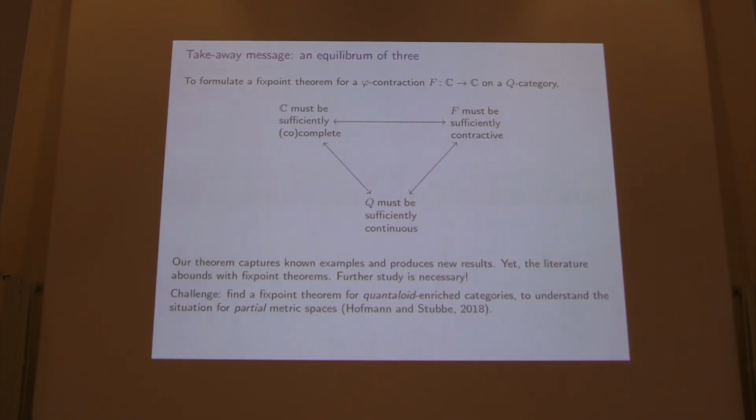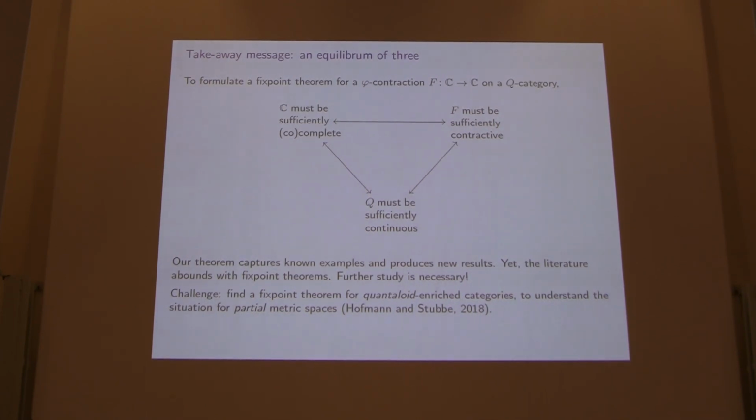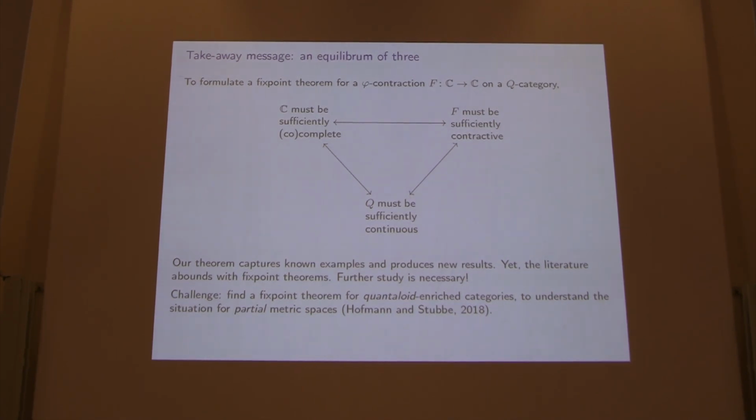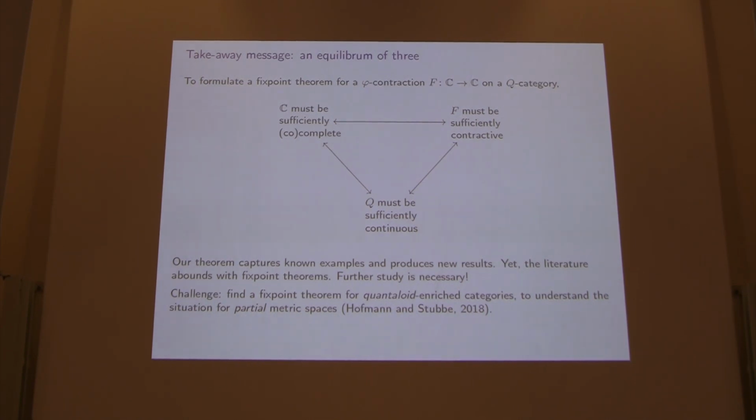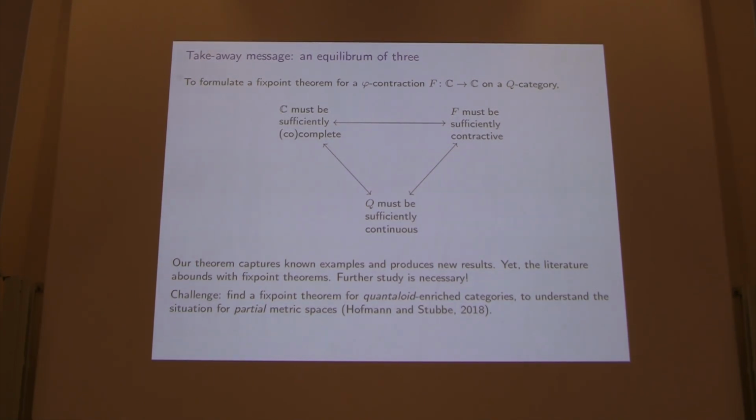So the takeaway message, I think that the setup is quite easy. I am fully aware that the proof was too fast and cannot possibly be reconstructed this fast. But the takeaway message would be that actually, and this is sort of important for me, this is why I call it the logical analysis, there is an equilibrium of three things. So you need your Q category to be sufficiently complete, in our case, Cauchy complete. You need your morphism to be sufficiently contractive, and that's why I propose these phi contractions. But for me, the surprise, perhaps, is that you need your quantale to be sufficiently continuous as well. You need algebraic conditions on the quantale Q for the whole proof to work.